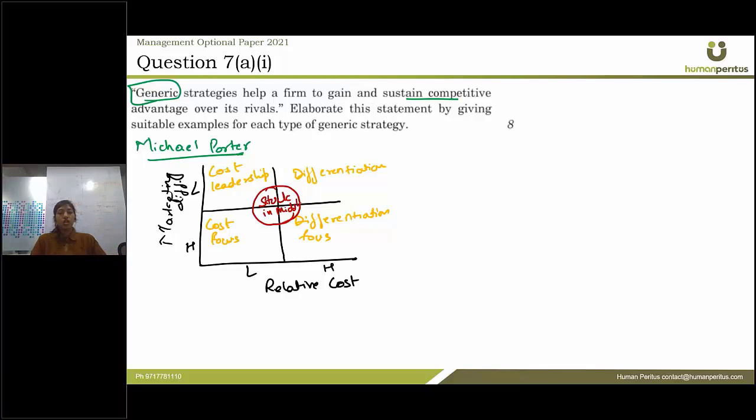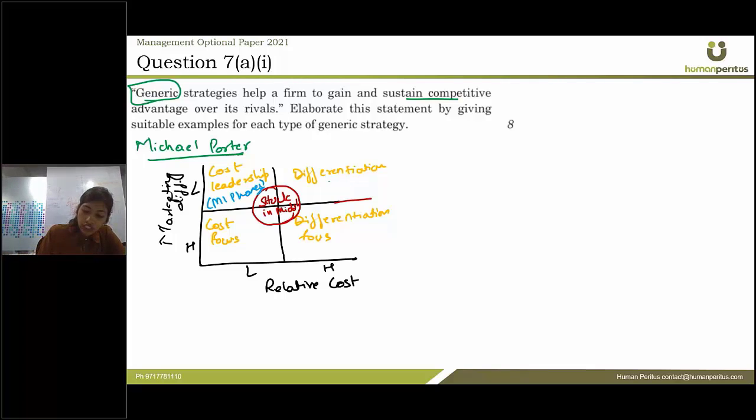So Michael Porter gave these strategies: cost leadership, differentiation, cost focus, and differentiation focus. You can understand with the help of the diagram that in the case of cost leadership, the cost is low and differentiation is low, like in the case of Xiaomi phones, because they provide the lowest cost phones with similar features to the ones in the market, and it has gained a lot of the Indian market because of its cost advantage.